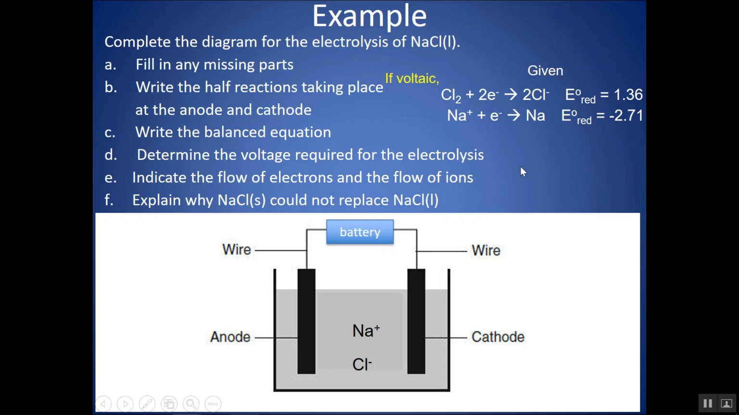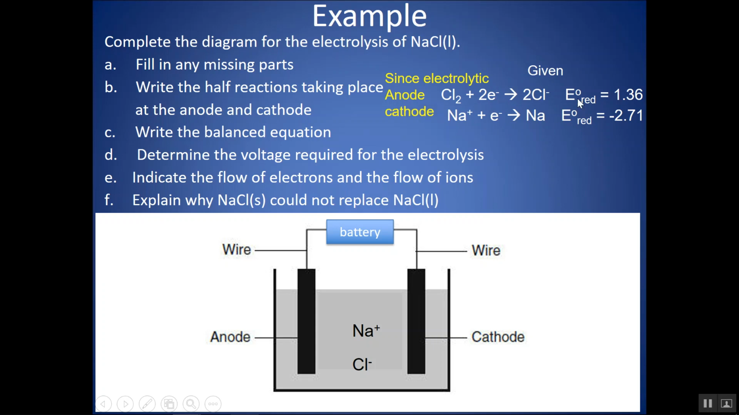Okay, so if voltaic, whatever had the higher reduction potential would get reduced, and that would be at the cathode, and whatever had the lower reduction potential would get oxidized. However, since this is electrolytic, I am going to flip this. The one with the higher reduction potential, I'm going to force to get oxidized. I'm going to force this in reverse. Okay, so since it's electrolytic, this would happen at the anode, and since it's oxidation, I'd have to flip it.